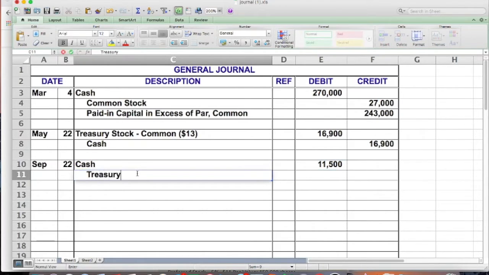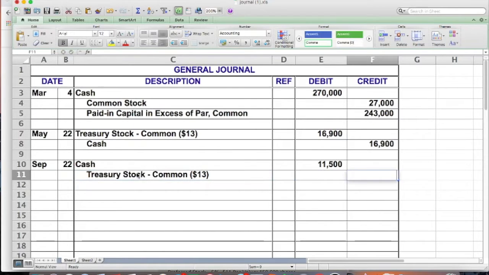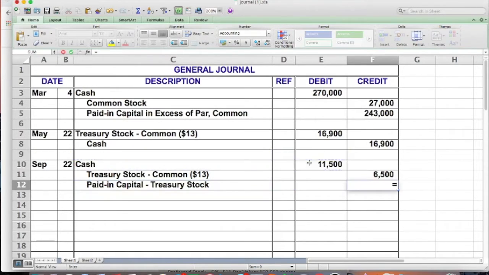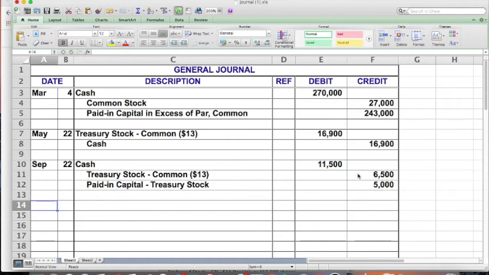I know I sold that treasury stock, so I have to credit this treasury stock common account. Remember, we got to remove it at that original cost of $13. That's 500 shares times $13. That gives me $6,500. That means this time I can create this paid-in capital treasury stock account. It will be credited for the difference. 11,500 minus 6,500 gives us a credit to that paid-in capital treasury stock account for $5,000.